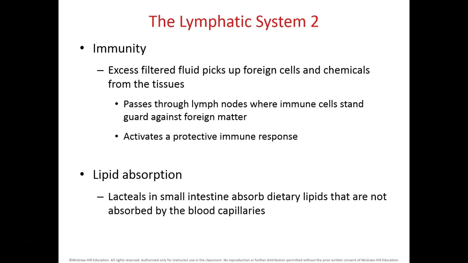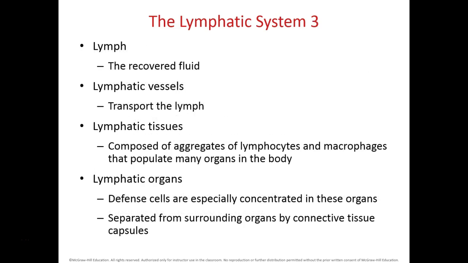In the process of this, the fluid picks up foreign cells and chemicals from the tissue, and as it passes through these lymph nodes, immune cells can sample them and see if they're cells that should be in the body or should not be in the body, and whether or not they need to mount an immune response. Also, the lymphatic system is important in lipid absorption. Fats in our diet that are absorbed in the intestine are not absorbed by blood capillaries, but by these lacteals, and we'll talk more about those.